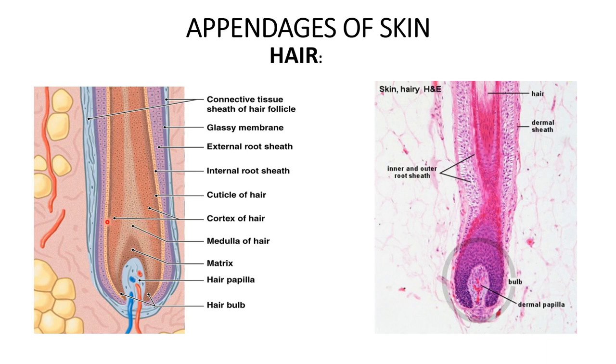Then the cortex, beside them, with the medulla in the center. In the periphery we have the cortex. The cortex of the hair is composed of long fusiform keratinized cells, and they have melanin in them also. Medulla, cortex, and then we have the cuticle. It is a single layer of keratinized cells.